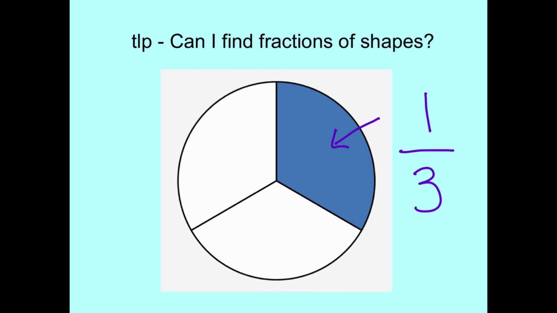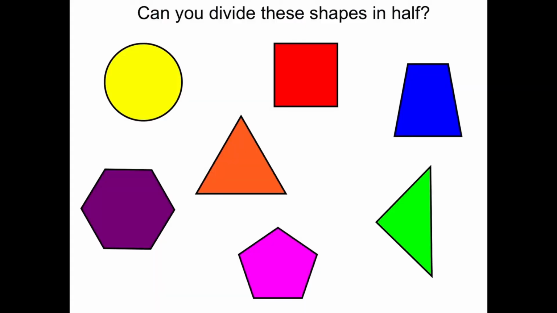Now if you look at the white bits, there's still 3 bits altogether. 2 of the bits are white, so that would be 2/3. 2/3 are white. Now you're going to be using actual shapes and seeing if you can divide them equally in half. So here's some examples of shapes. Now you're not going to do it by drawing. I'm going to draw on these, but you're going to be doing it in a minute by folding.